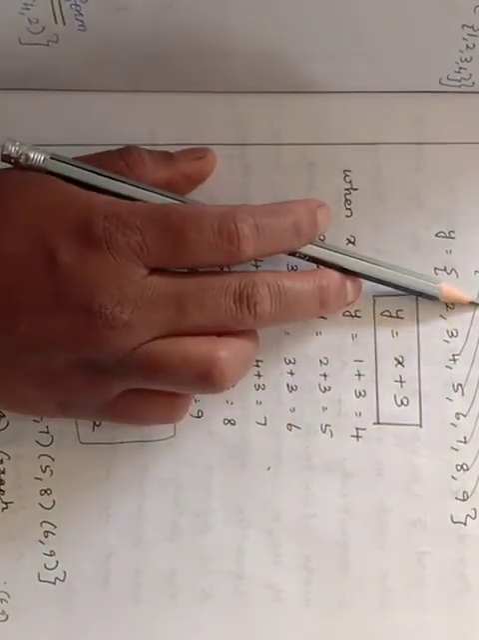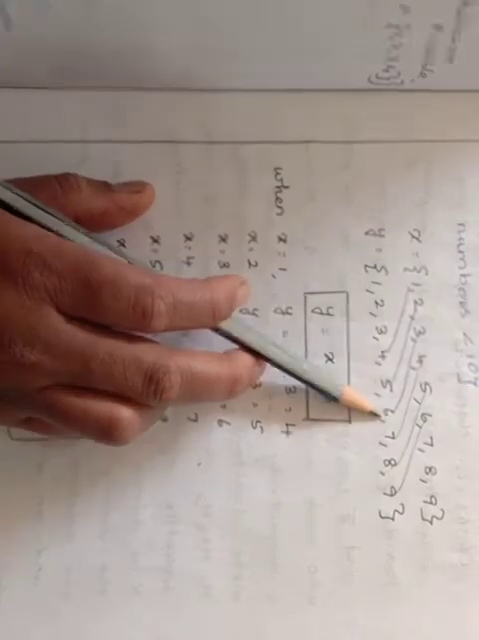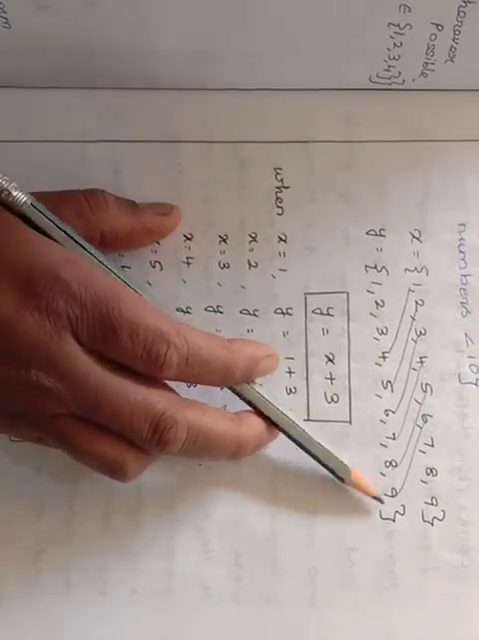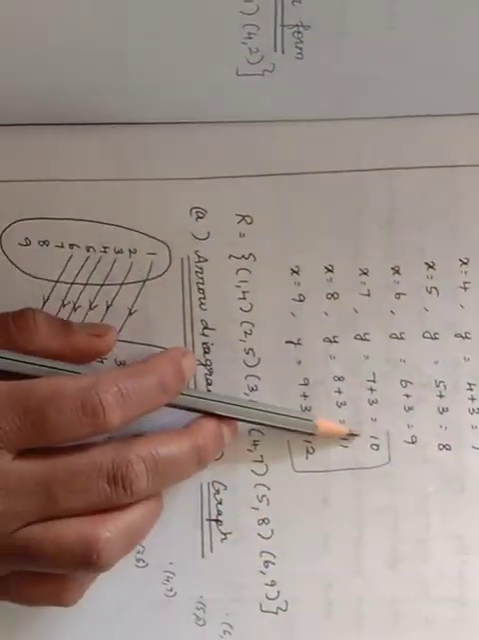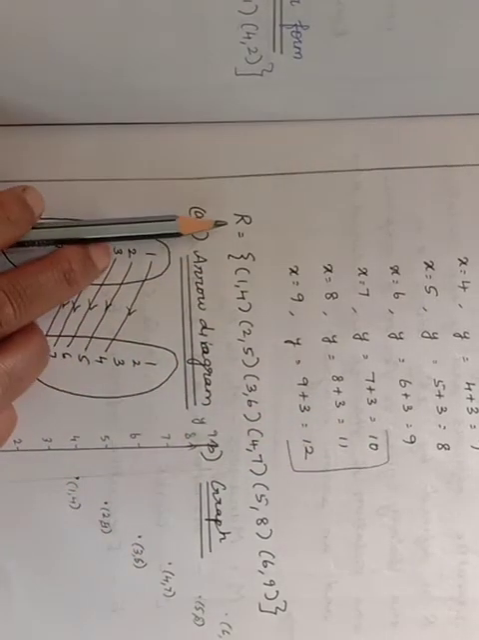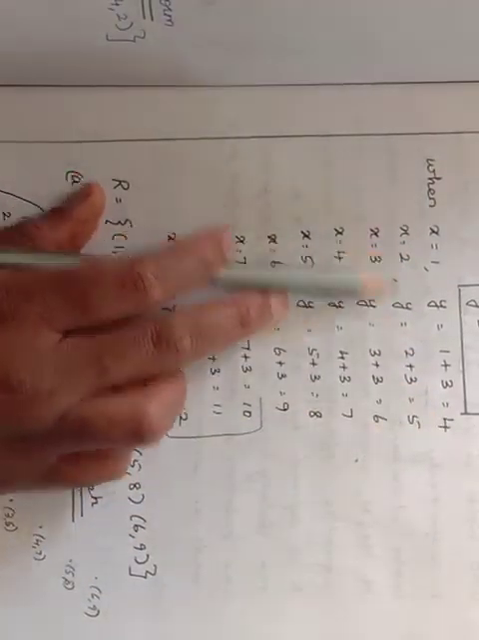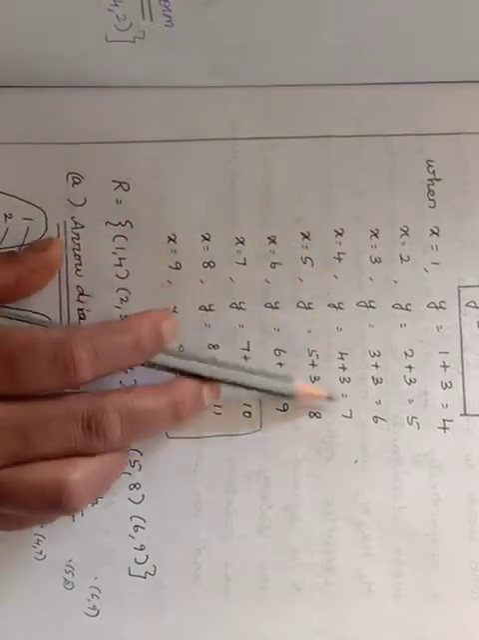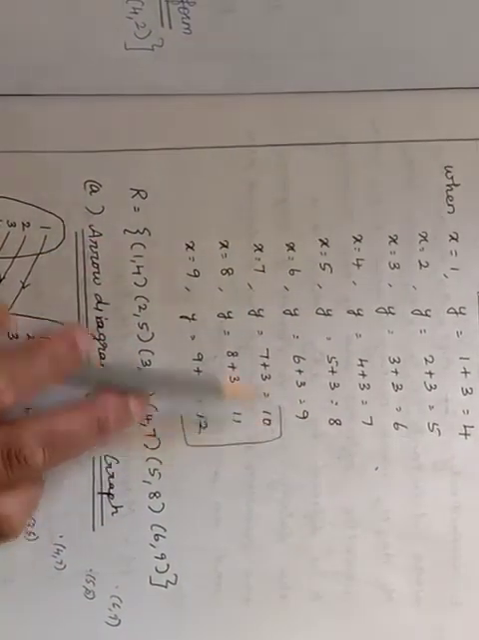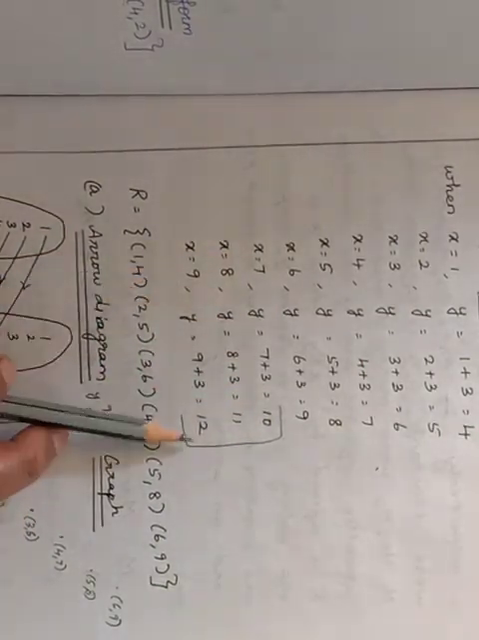So when you substitute 1, your answer is 4. When you substitute 2, your answer is 5. When 3, 6. When 4, 7. 5, 8. 6, 9. So only till this we have numbers in y. The remaining ones, 10, 11, 12, are not in y. So we first write the roster form: (1, 4), (2, 5), (3, 6), (4, 7), (5, 8) and (6, 9). When x equals 7 you got the answer 10, so (7, 10), (8, 11), (9, 12) are not there.